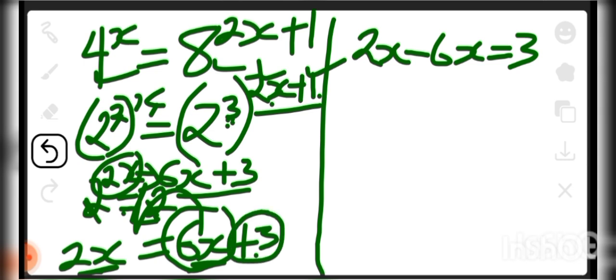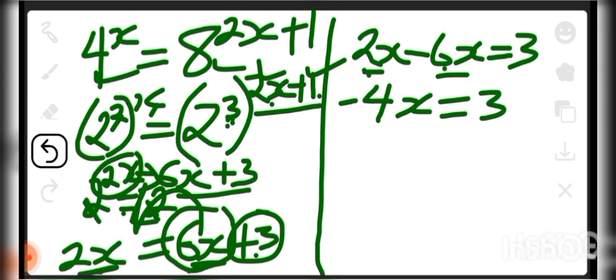It's still the same thing. See, there's nothing there to add to the 3. So you can make the addition imaginary, latent, hidden. So the next thing we're going to do will not be 2x minus 6x. That is 2 minus 6. That is minus 4 already, because 6 is bigger than 2. So you're going to have minus 4x equals 3.